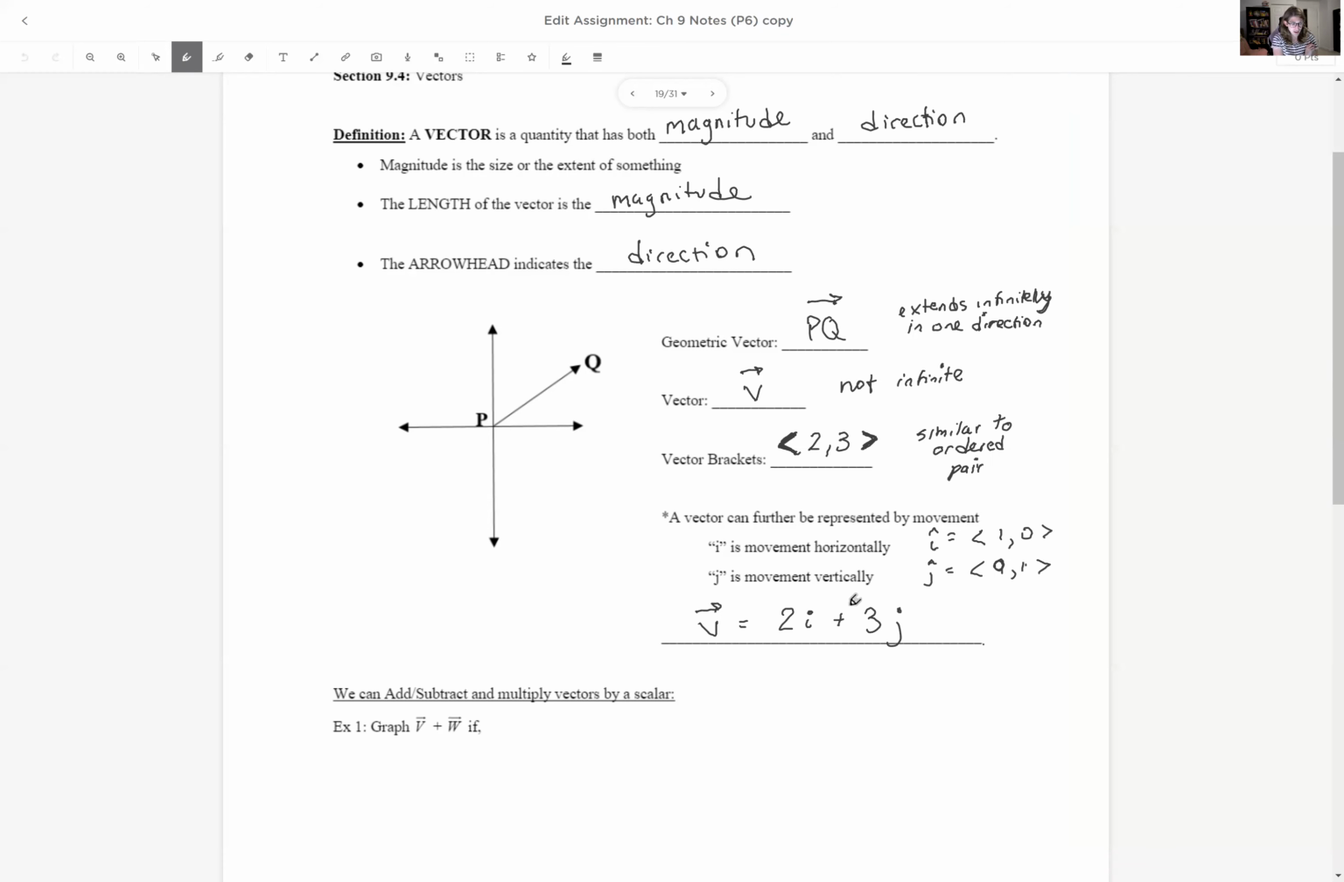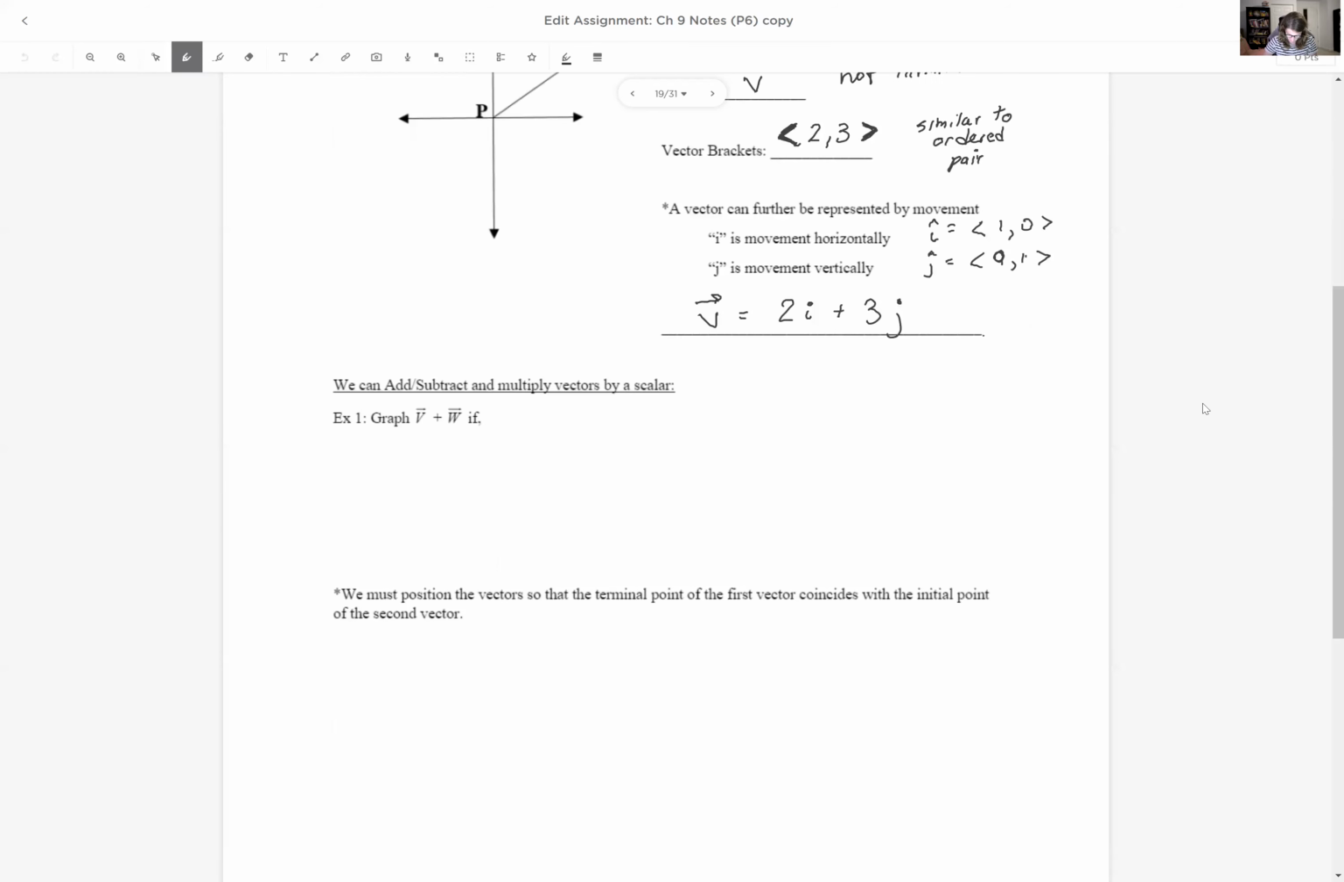So vectors, we can add and subtract them. I'm going to give you a sketch here. Let's say our vector v looks like this, and let's say our vector w looks like this. If we were to do v plus w, we're going to start from the origin. We're going to go where v takes us, and then from the end of that vector, we go w. So let me sketch what that looks like.